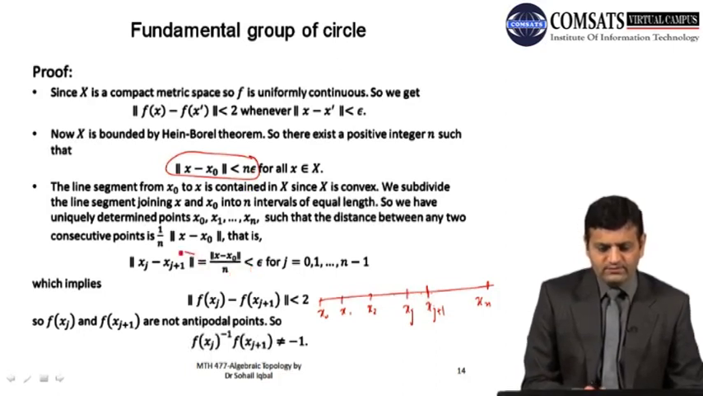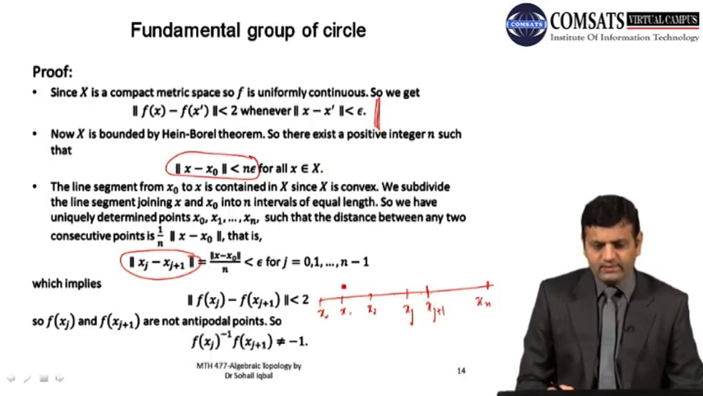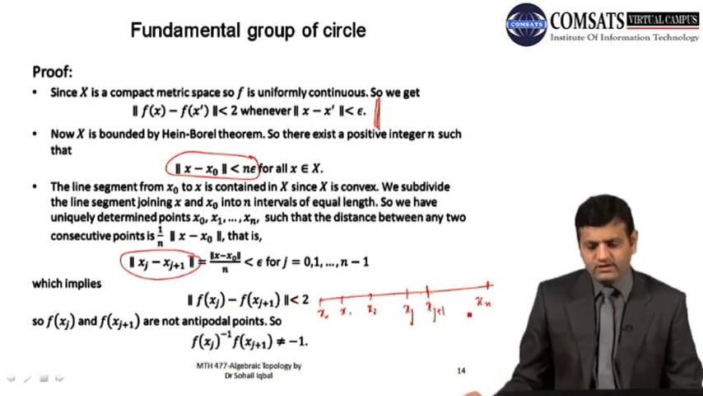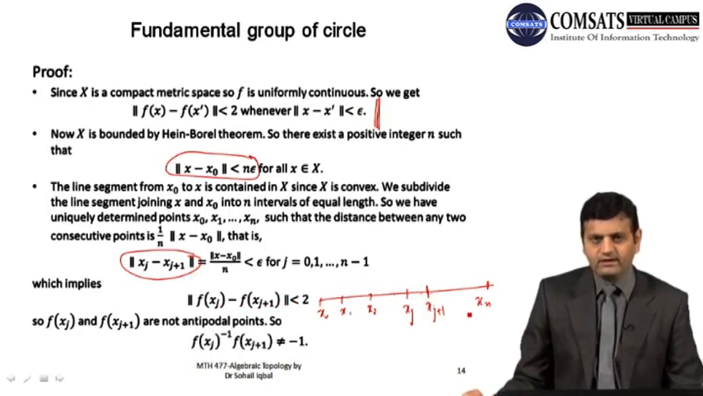Now according to our first condition, f is uniformly continuous, and whenever the distance between x and x′ is less than epsilon, the difference between the functional values is less than 2. In this case the difference between xⱼ and xⱼ₊₁ is less than epsilon, so that's why |f(xⱼ) − f(xⱼ₊₁)| must be less than 2. One thing is very clear: if the difference between them is strictly less than 2, then they are not going to be antipodal points.